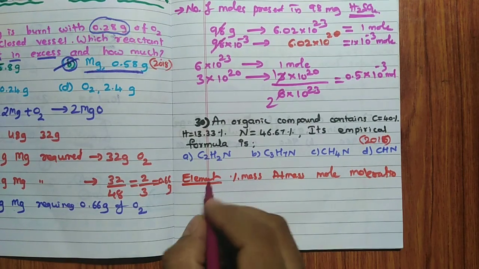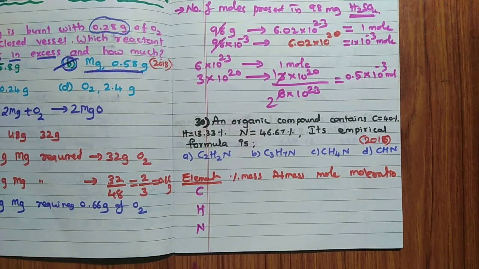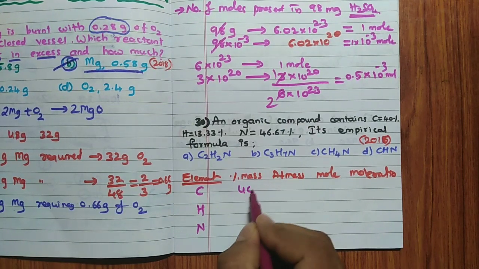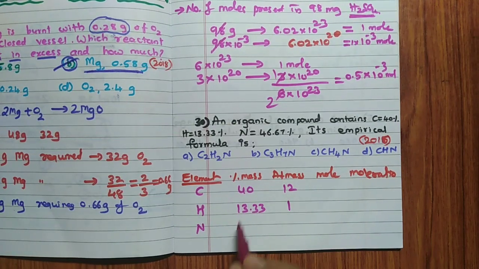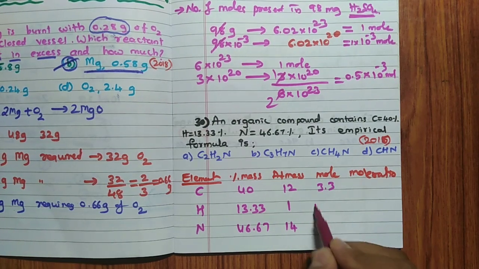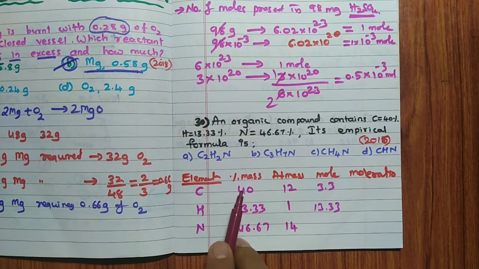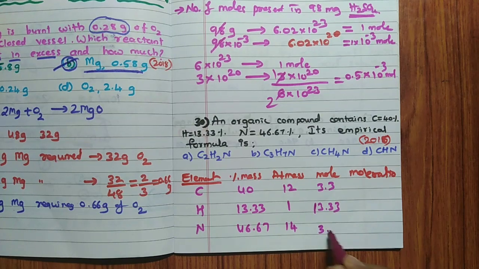Correct? Elements are which ones? Carbon, hydrogen, nitrogen. Right? Carbon percentage how much? 40. Atomic mass is 12. Hydrogen is 13.33. Atomic mass is 1. Nitrogen is 46.67. Atomic mass of nitrogen is 14. Mole, you can calculate approximately, that is also enough. 40 by 12 is how much? 12 threes are 36. Correct? So you will get 3.3. Here 13.3 as it is, because mole is equal to mass by molecular mass. For nitrogen, 14 threes are 42, and 46 is there. So definitely it is also 3.3.